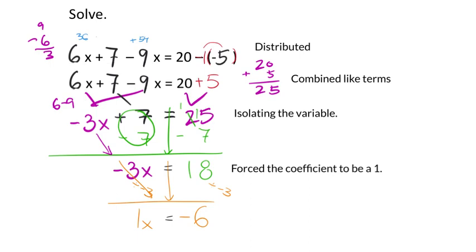So it'd be like 36. That should be negative 36, because it's a positive times a negative. Negative 36 plus 7 would be negative 29, plus 54 is going to be 25. I'm skipping some work there, but we already did the 20 minus negative 5, which was 25. So that was equal. That's true.